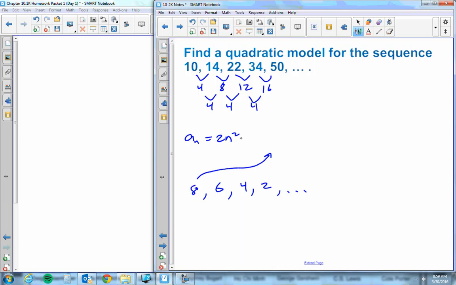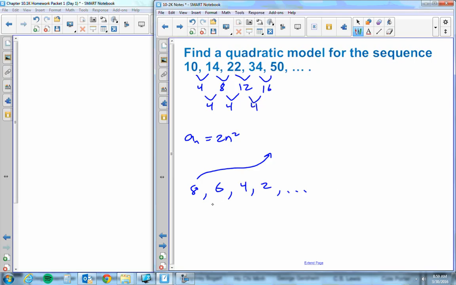For the second term, I plug in 2, I get 4 times 2 is 8, so this produces an 8, but it's supposed to be 14, so that's where I got the plus 6 from. And when I plug in 3, it's supposed to produce 22, but 3 squared is 9, times 2 is 18, and 18 plus 4 is 22, so that's where I get this list.